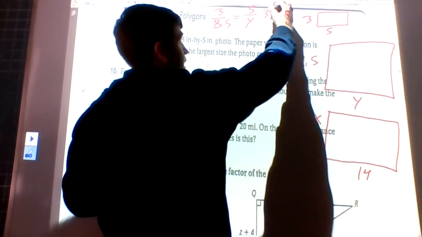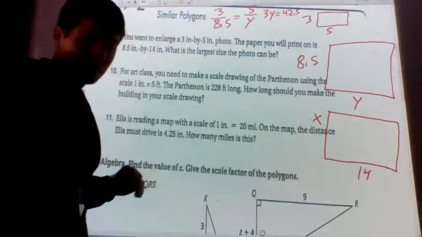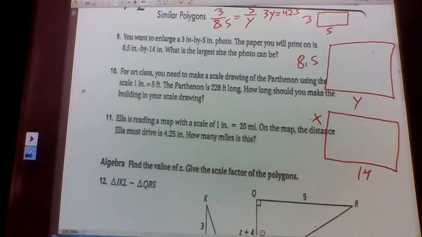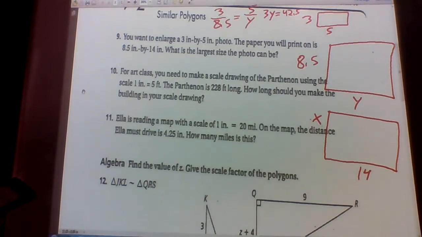We would get 3y equals 42.5. 5 times 8 is 40, and then 0.5 times 5 is 2.5, so it's 42.5. And then 42.5 divided by 3 is going to be 14.167.